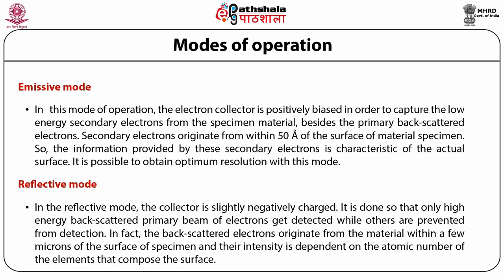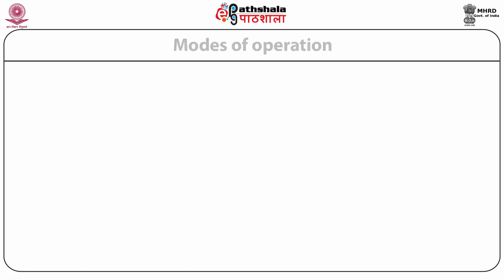In fact, the backscattered electrons originate from the material within a few microns of the surface of the specimen, and their intensity is dependent on the atomic number of the elements that compose the surface.